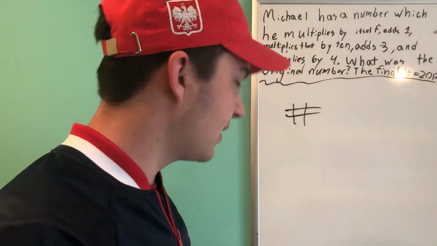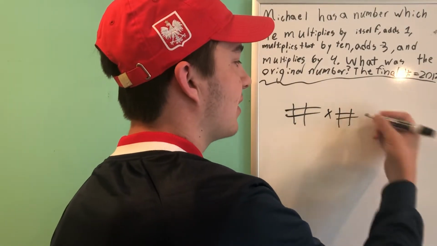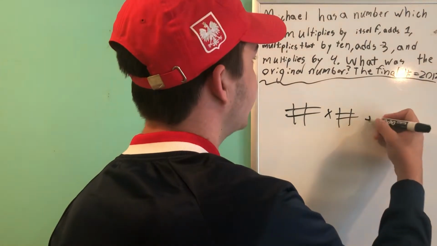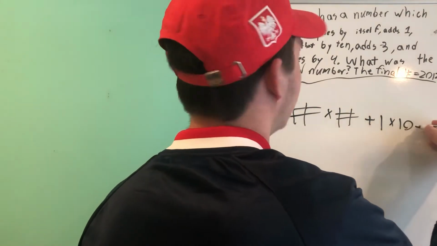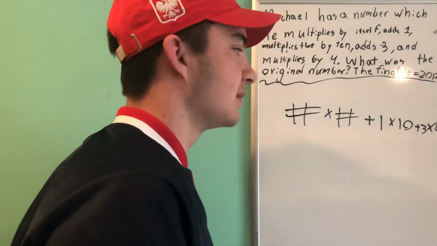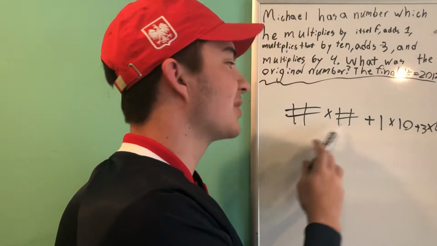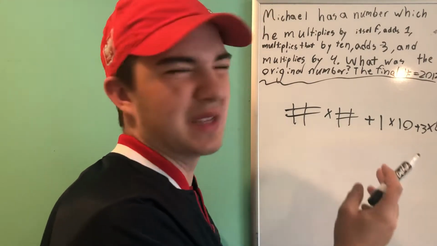So if we have a number, we multiply that by the same number, then we add 1. Then we multiply it by 10, add 3 and multiply by 4. That's the process. So how are we going to do this? Are we going to take the number and multiply it by number plus 1? Or multiply it by number plus 10?